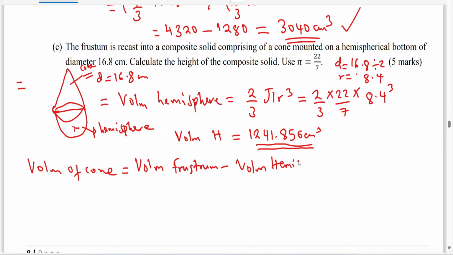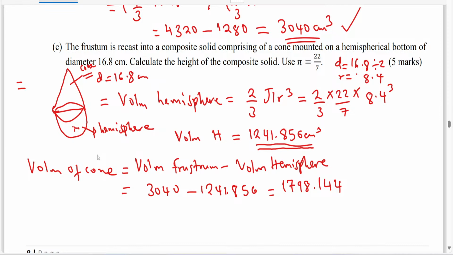So when you calculate the volume of the frustum, we know it is 3040, right? So if I subtract that 1241.856, the answer it should give me is 1798.144. So let's find out the height, and the height is very easy to find.